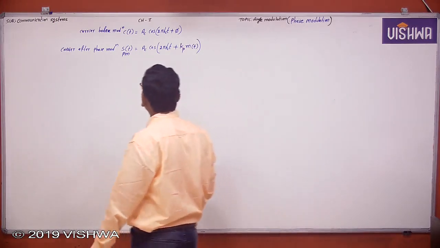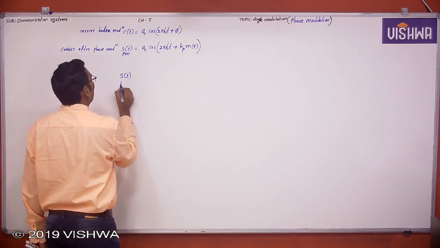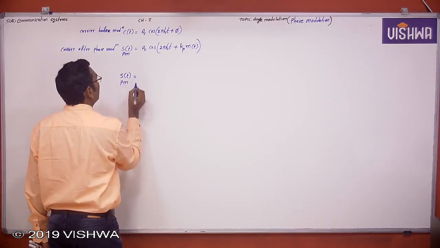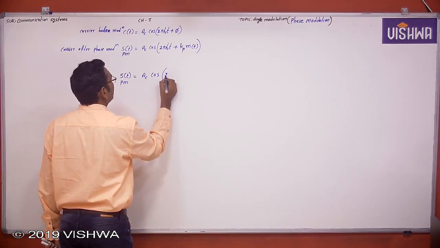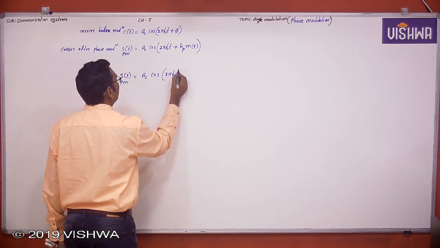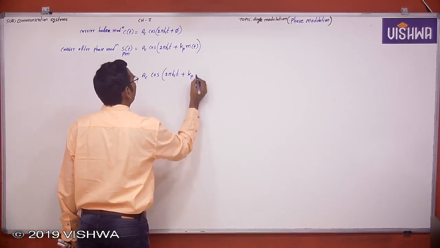So can I write like this? S of t for PM, which is equal to Ac cos(2 pi fc t plus Kp into m of t). What is m of t?